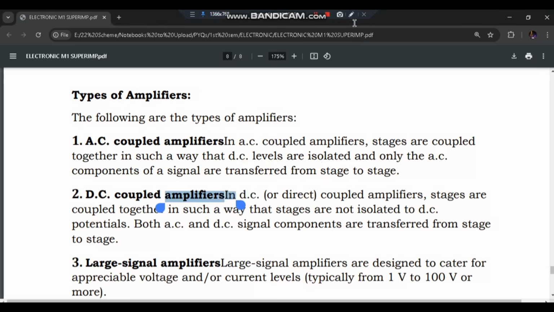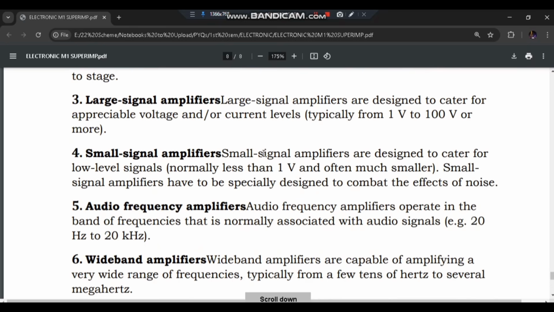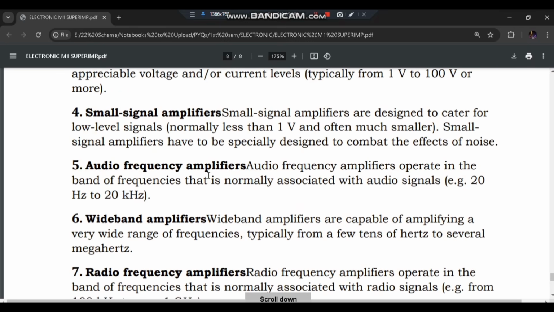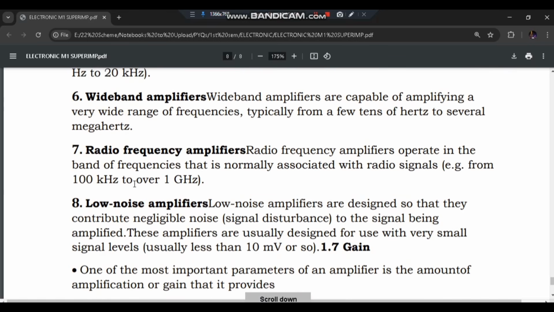Large signal amplifiers will amplify large signals, typically values from 1 volt to 100 volts. Small signal amplifiers are for less than 1 volt. Audio frequency amplifiers cover 20 hertz to 20 kilohertz; those audio frequencies will be amplified. Wide band amplifiers range from a few tens of hertz to several megahertz. And radio frequency amplifiers cover 100 kilohertz to 1 gigahertz.